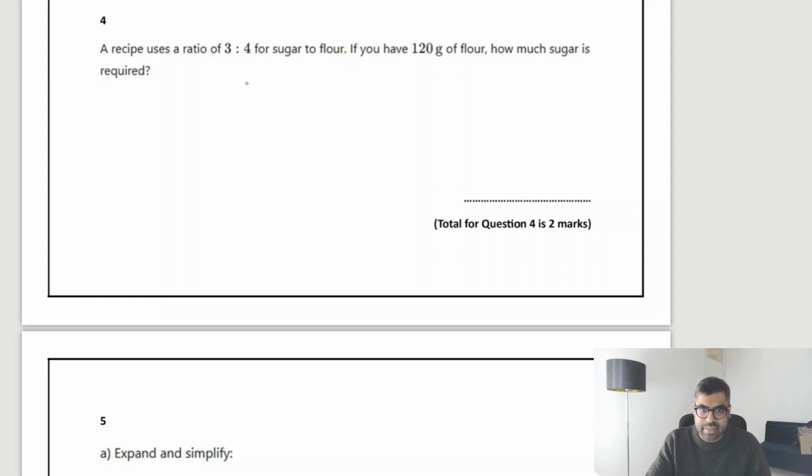So let's take 4 parts is equal to 120 grams. We can work backwards to work out how much 1 part is. So 1 part, if we go from 4 to 1, you have to divide by 4. So we take 120, we divide that by 4. That gives us 30 grams.